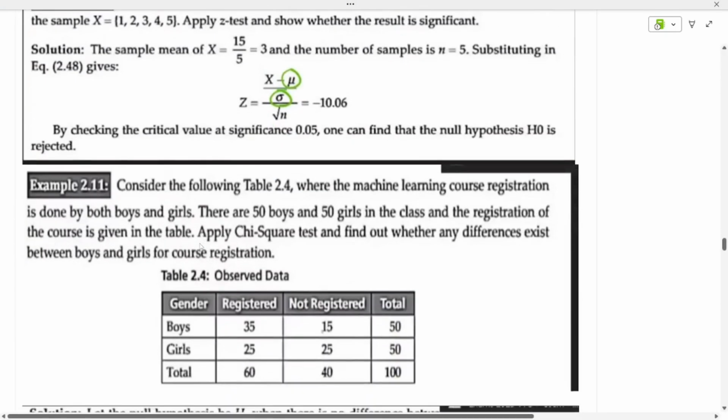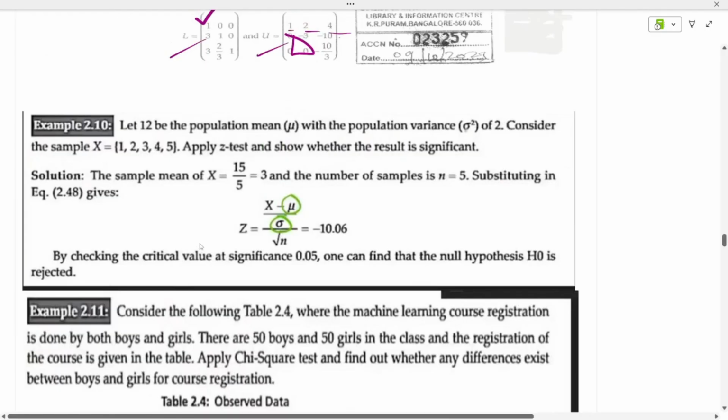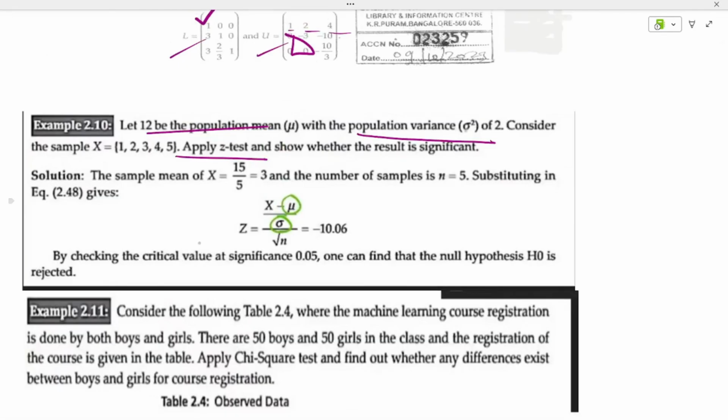That's it. Next the question is you have to find out, they have given the population mean and population covariance. You have to apply the Z test. What we studied in module 1 was the Z score. Here you have to do the Z test.